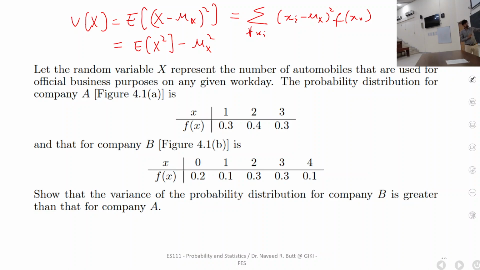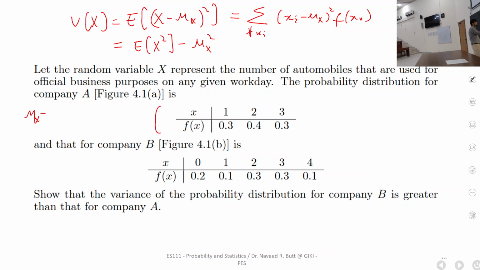We have to find this for both, right? This one? Okay. So do you have E of X squared? Firstly, you have to find the mean of X, right? All of them require that. So can you find the mean of X? How do we find it? For this case, what's the mean?